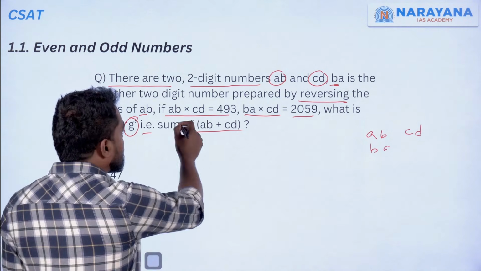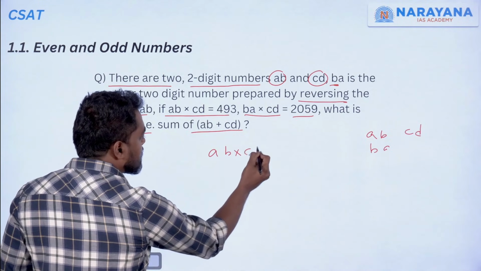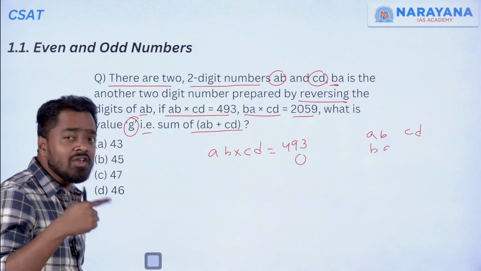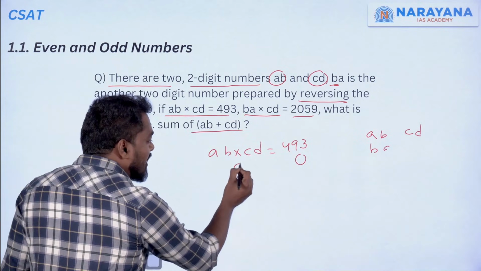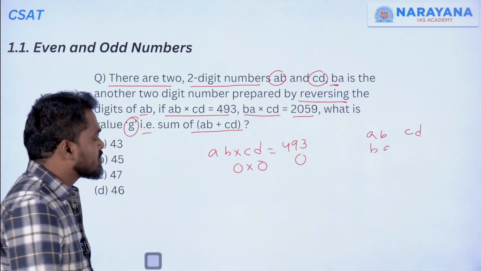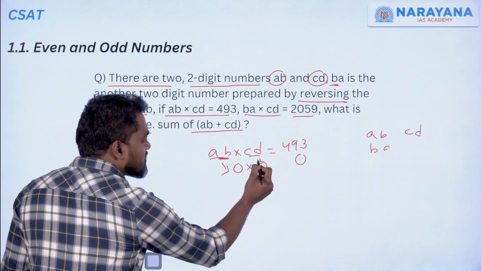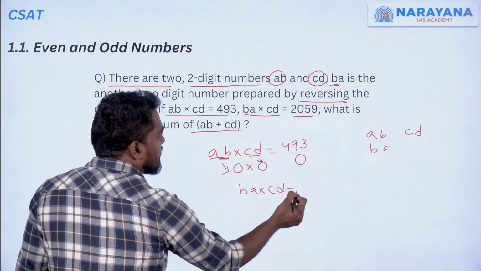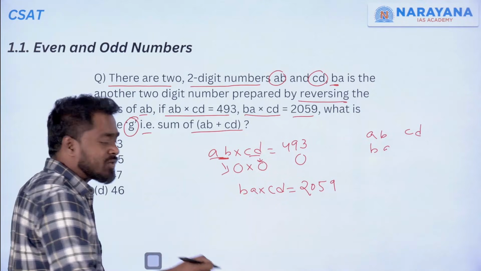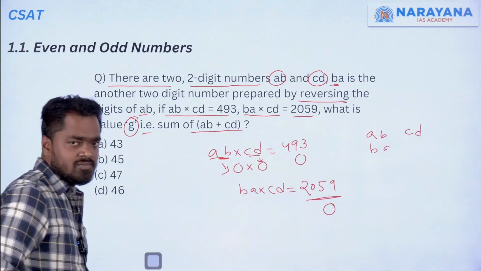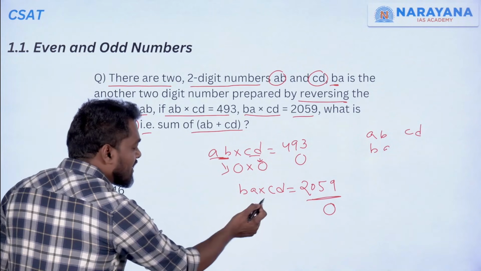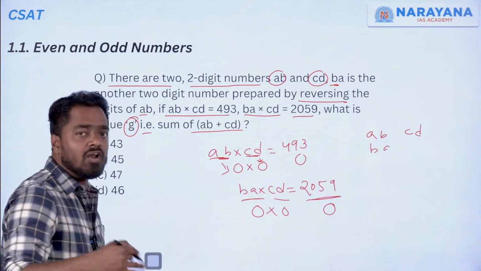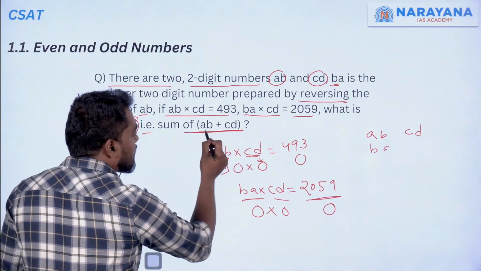Okay, let me solve it for you. The condition given is AB into CD is 493. So 493 is an odd number. When will you get an odd number in multiplication? When you multiply an odd number with another odd number. So AB is an odd number, CD is an odd number, right? Next, BA into CD is 2059. Here also 2059 is an odd number. When will you get an odd number in multiplication? If you multiply an odd number with an odd number again. So all these, A, B, C, D, B, A, are odd numbers. Now what is the sum of AB plus CD?